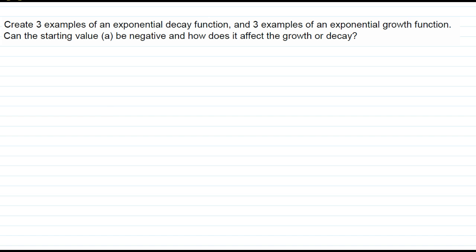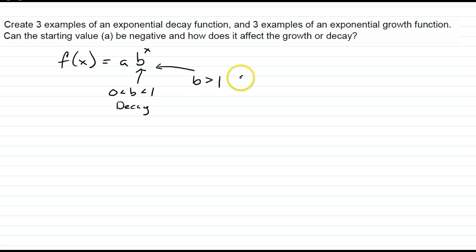So when we look at exponential functions, they're normally in the form of a times b to the x. And this b is what's going to determine the decay or the growth. If b is between 0 and 1, then we're going to have decay. If b is greater than 1, then we're going to have growth.